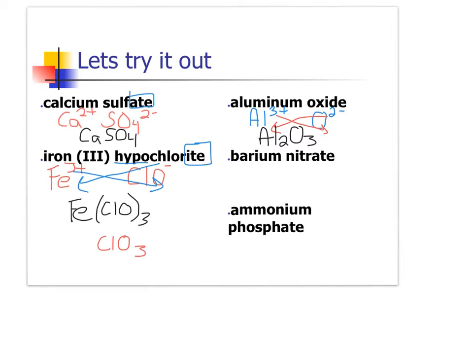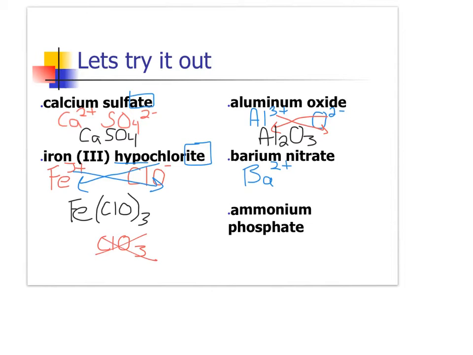What I have drawn here is ClO3, which is chlorate. ATE is different than ITE. So this would be incorrect. Next example is barium nitrate, where I have barium has a positive 2 charge. How do I know? It's in group 2, and it's a metal. It's written first. That's how I know it's a metal as well.